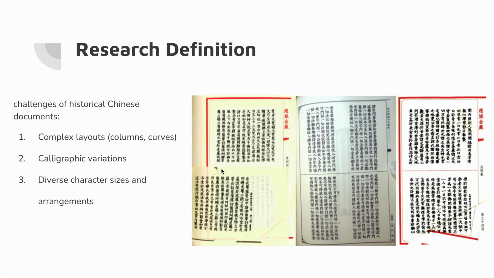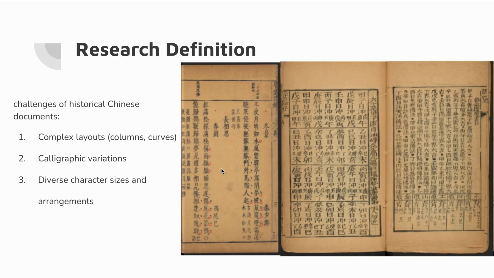Traditional OCR systems can struggle with the unique features of historical Chinese documents. A single reading order detection error can completely change the meaning of a sentence. Our system is designed to provide a robust solution for reading order detection, making future research on these valuable documents more accurate and meaningful. You can see this historical document contains complex layouts, calligraphic variations, diverse character sizes, and arrangements.